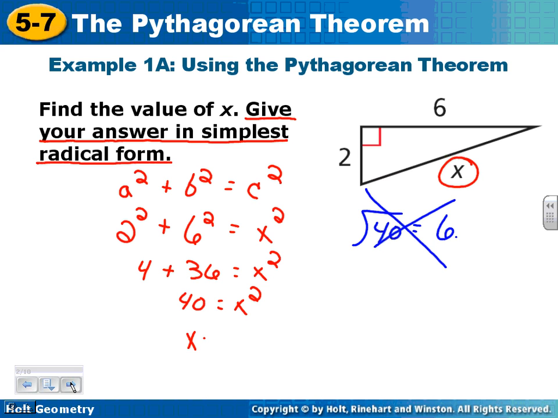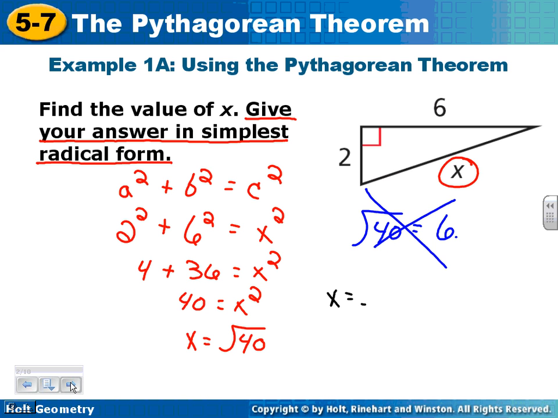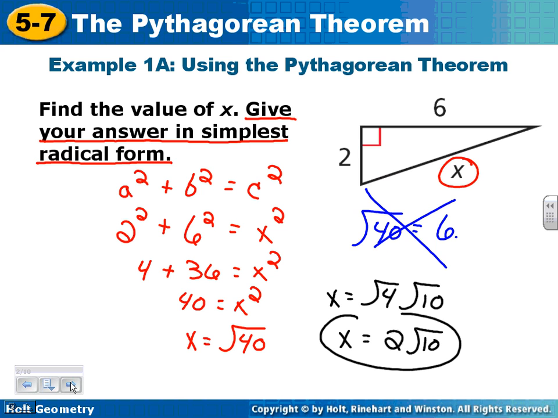We know that x is the square root of 40, but remember your perfect squares. That can be written, instead of 40, as the square root of 4 times the square root of 10, because 4 times 10 makes 40. Simplifying that, it's a regular 2, then the square root of 10. That is the answer you want. That is simplest radical form. I do not want the decimal.